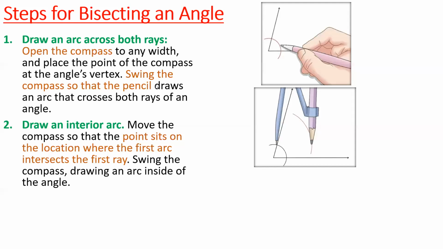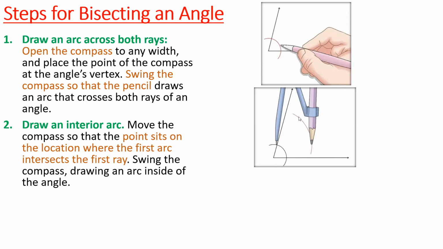Go ahead, China, read the second step. Draw an interior arc. Move the compass so that the point sits on the location where the first arc intersects the first ray. Swing the compass, drawing an arc inside of the angle. Very good. All right, next. China, you understand what we mean by the second step? Yes, sir. Okay, good.